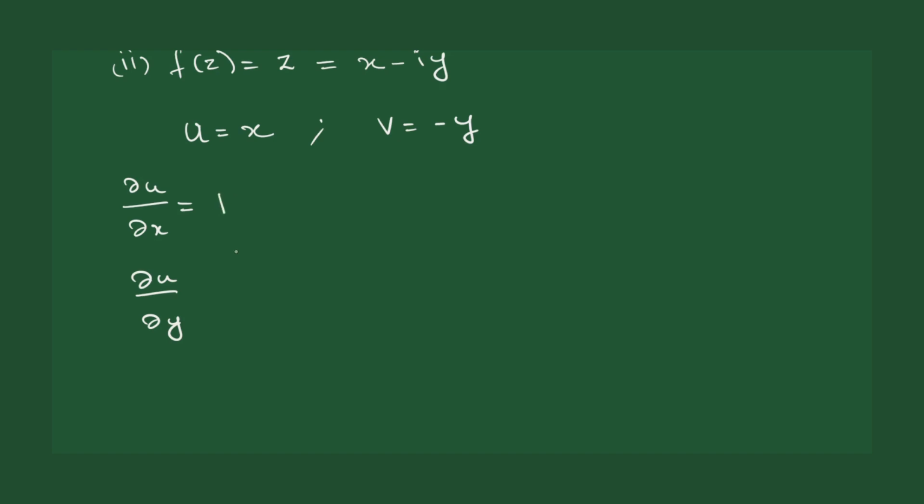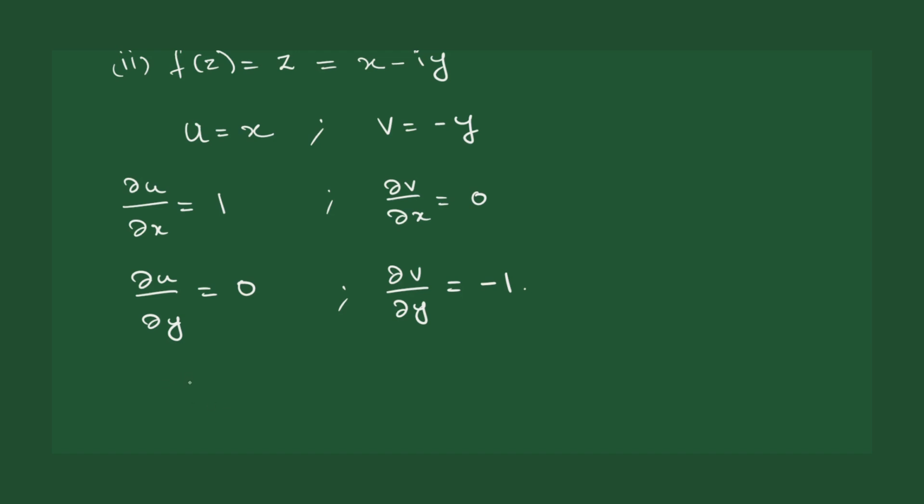What is dou u by dou x? It is 1. Dou u by dou y is nothing but 0, because there is no function in terms of y. Dou v by dou x is 0, because it is independent of x. And dou v by dou y is minus 1. Now we shall check the Cauchy-Riemann equation.